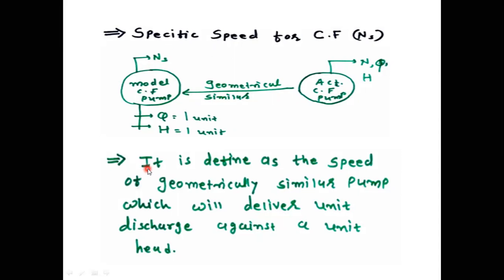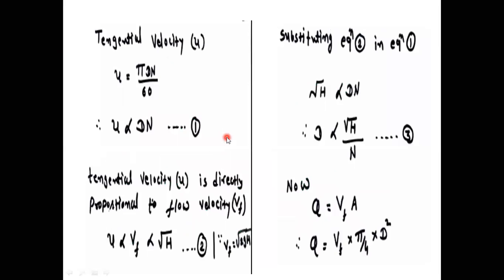Let us read the definition. It is defined as the speed of a geometrically similar pump, this geometrically similar design model pump, which will deliver unit discharge, 1 meter cube per second, against a unit head, H is equal to 1 unit. Let us derive the specific speed of pump.